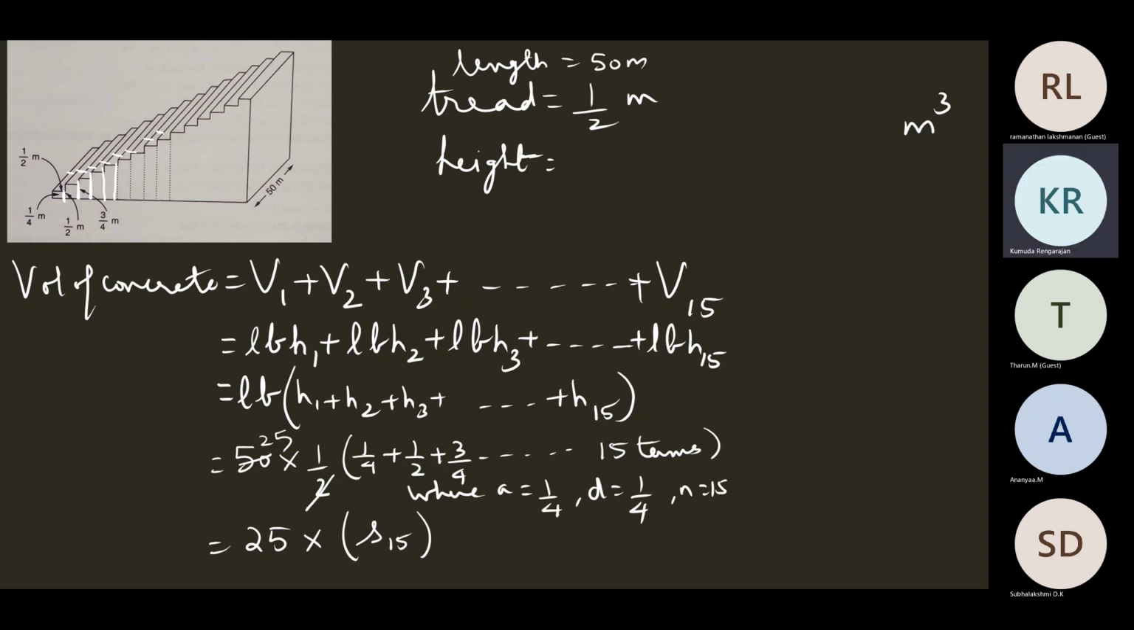What's the total volume of the concrete? 750 meter cube, ma'am. Okay, fine. 750. What is S15? 30, yeah? 30, ma'am. Okay. All right.